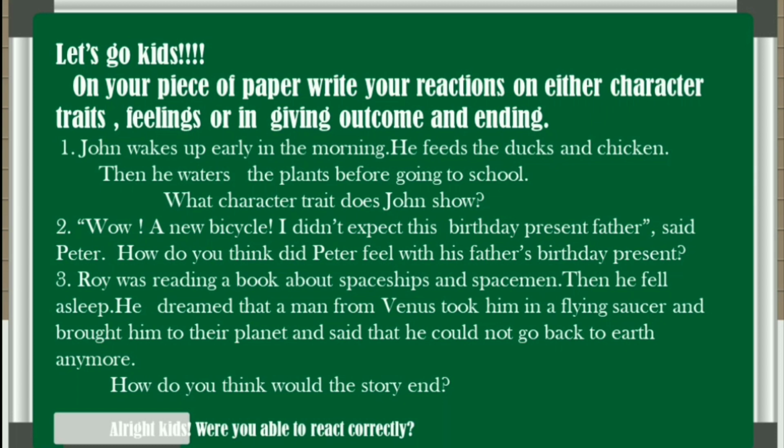Number 3. Roy was reading a book about spaceships and spacemen. Then, he fell asleep. He dreamed that a man from Venus took him in a flying saucer and brought him to their planet and said that he could not go back to Earth anymore. How do you think would the story end? Of course, Roy will feel afraid, and he will wake up and find out that it was all a dream.